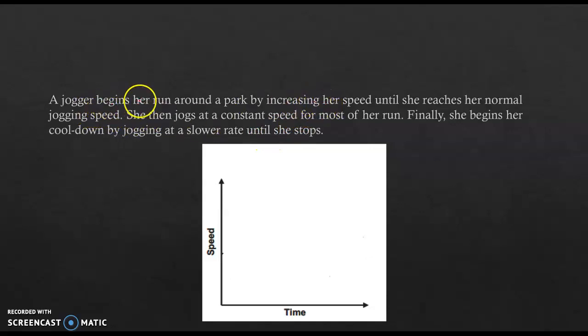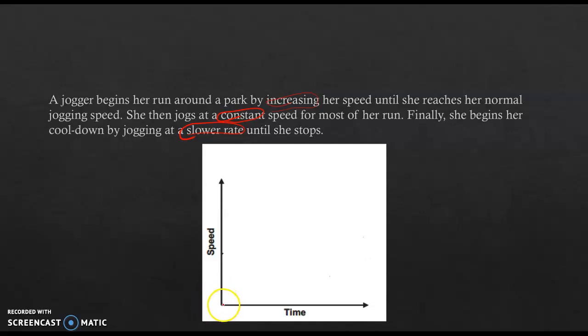So, things to note. She begins her jog by increasing her speed until she reaches her normal speed, and then she does a constant speed for most of her run. Finally she begins her cool down by jogging at a slower rate. So I just circled 3 keywords that tell us what we're doing, and we have 3. That means we have 3 different critical points, so points where things change.